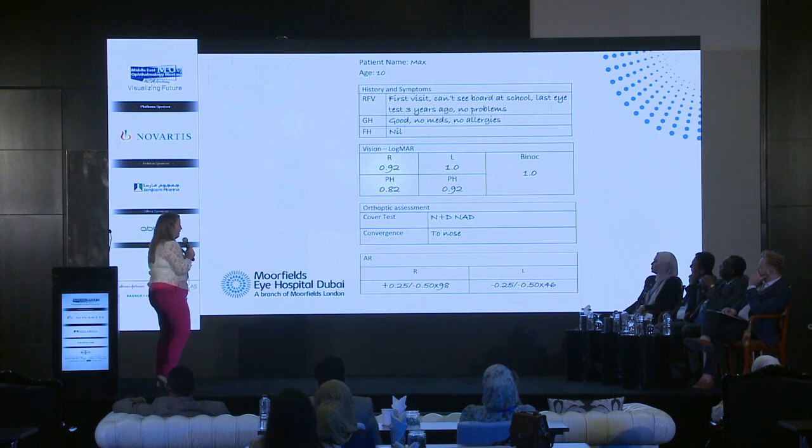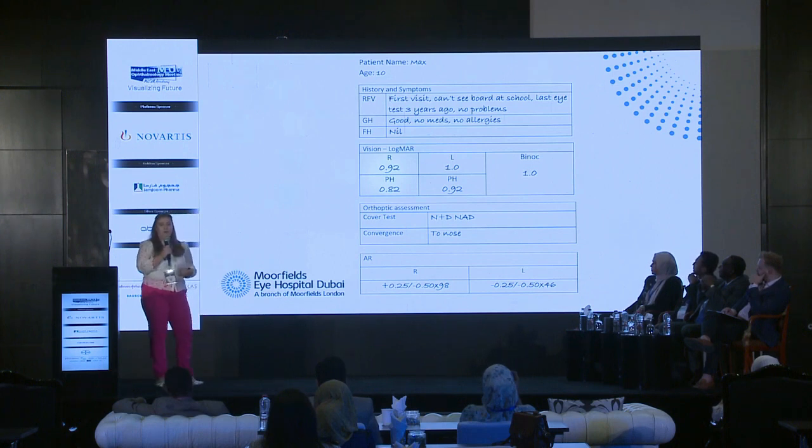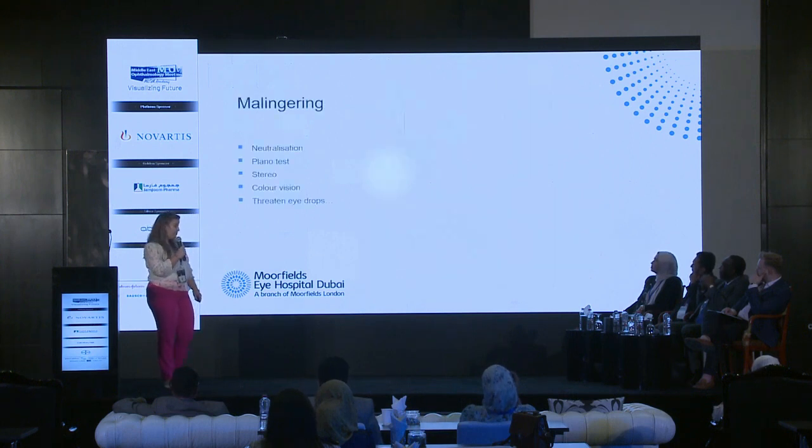Cover test was pretty much normal, nothing going on orthoptically, and his AOR is. So we're probably thinking Max is a malingerer, okay? Especially if he had an eye test 3 years ago and there was no problem. Are we cycloing him? Probably, but I strongly recommend you try to prove malingering before you cyclo.